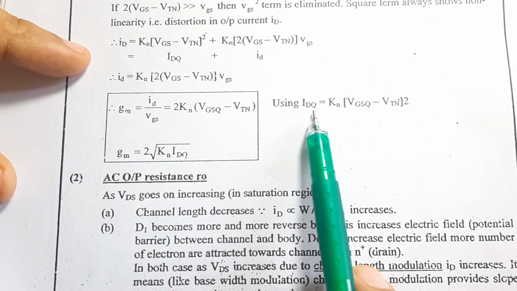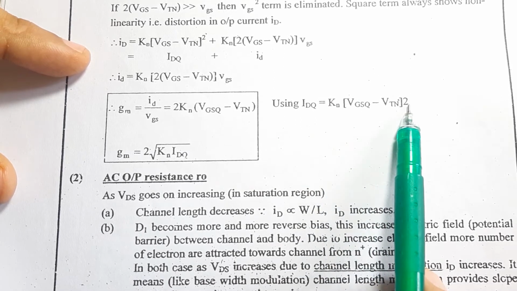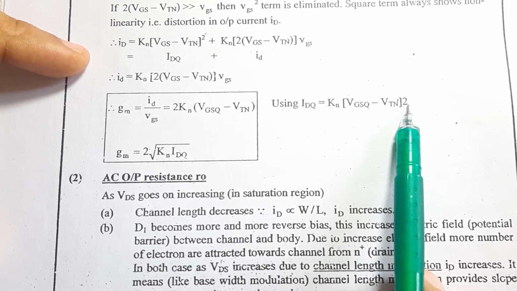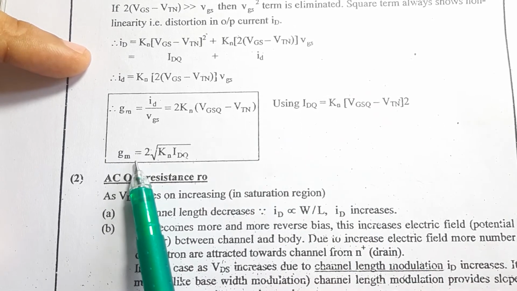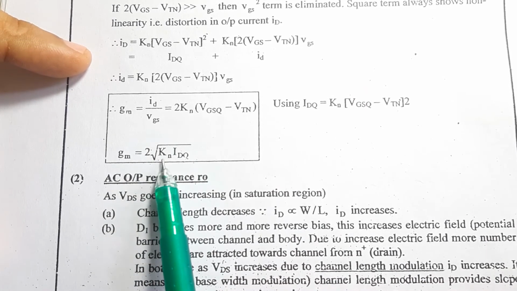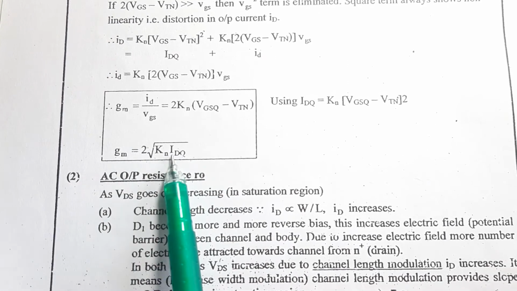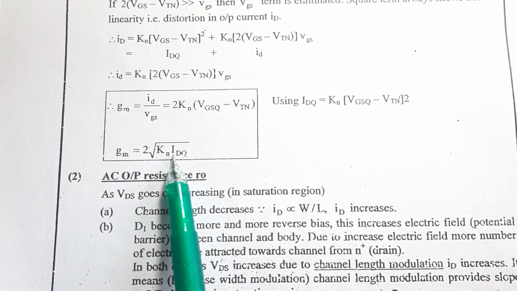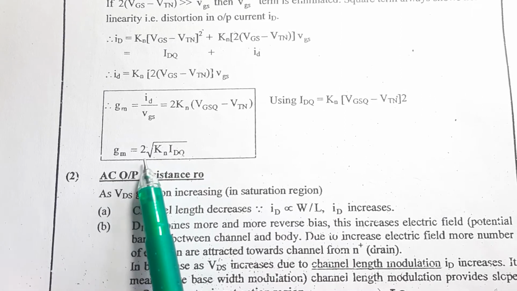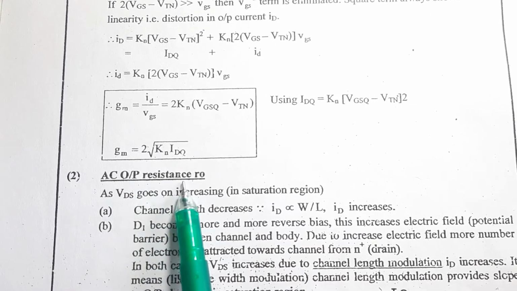Now using ID = Kn (VGS − VTN)², we receive gm, which equals 2 times the square root of Kn times IDQ. This is the formula that we are going to use for numericals, and we will proceed further now to the AC output resistance.